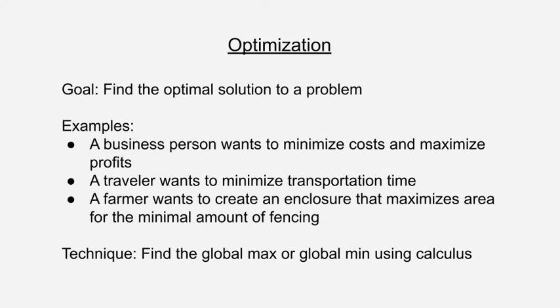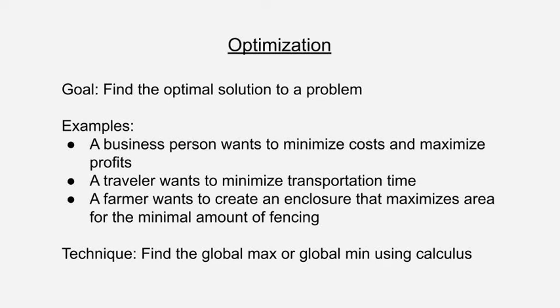Welcome back, everyone. In this video we're going to start talking about optimization, which as it sounds is finding the optimal solution to some problem. And we can see how this is going to tie in with the topics we've been talking about, because finding an optimal solution usually boils down to either finding a maximum or minimum value to some function. And some real examples would be a business person might want to minimize the costs and maximize their profits.